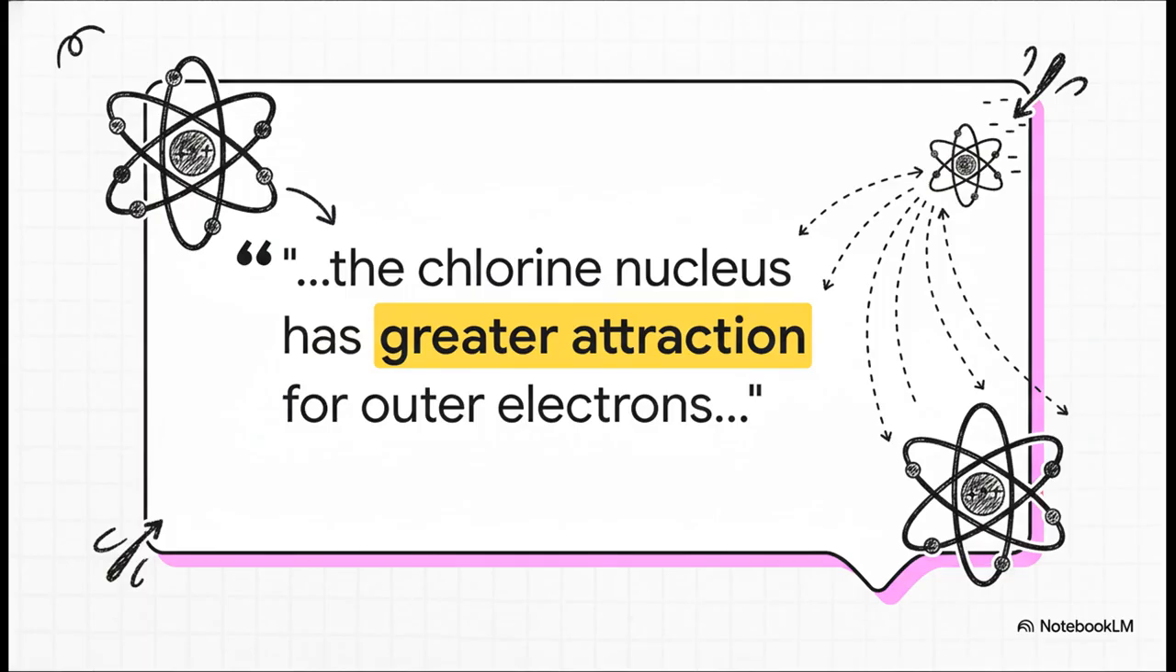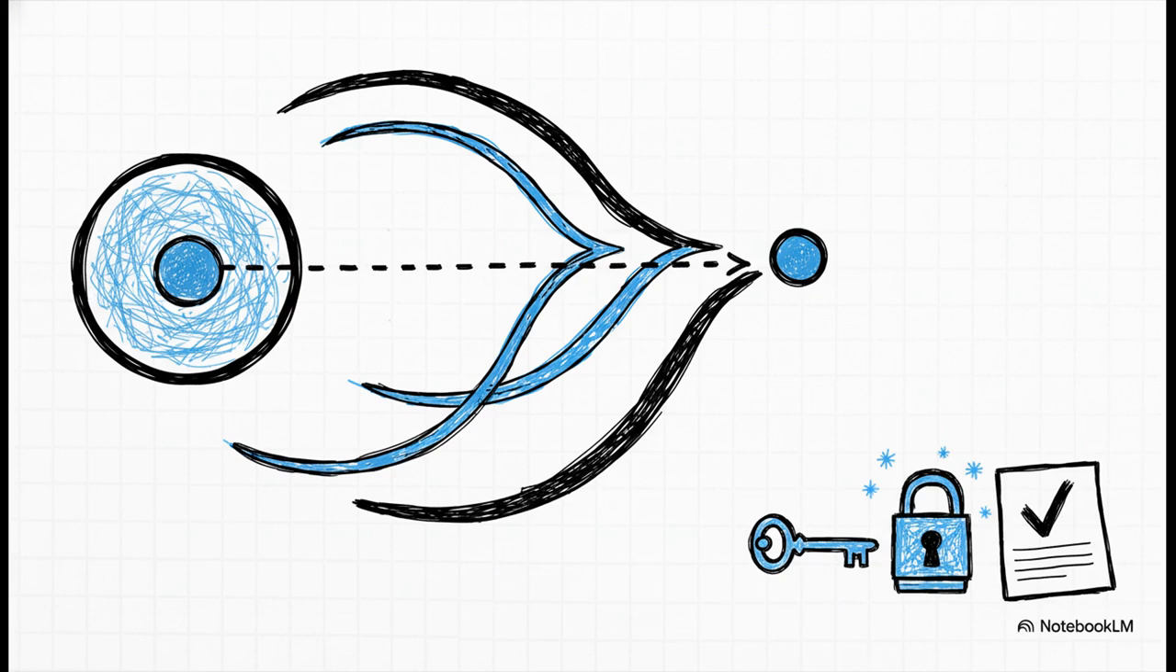Your second mark hinges on making this exact connection. It's not quite enough to just say the atom is smaller. You have to explicitly link that fact to the consequence, that the nucleus has a greater attraction for outer electrons. That's the scientific principle they're testing. And to lock in that third and final mark, you just complete the chain of logic. That stronger attraction means it's easier for the atom to gain an electron. Boom! You've shown you understand the entire process from start to finish.